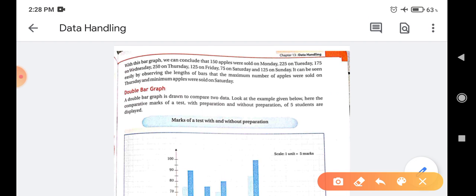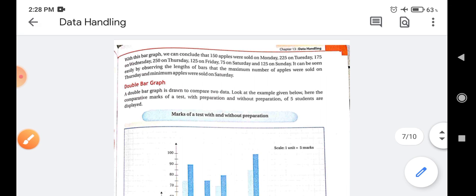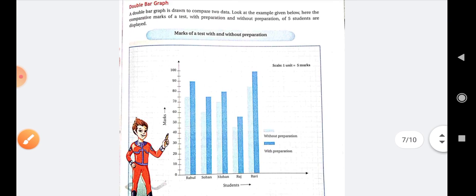Next is double bar graph. There is one more graph, the double bar graph. In this we draw double bars. A double bar graph is drawn to compare two data. Look at the example given below. Comparative marks of a test with preparation and without preparation of 5 students are displayed.